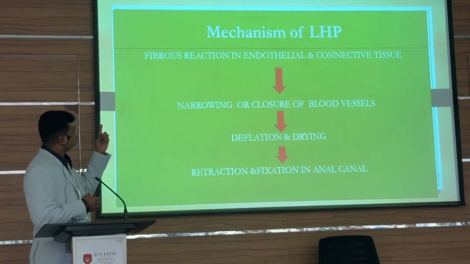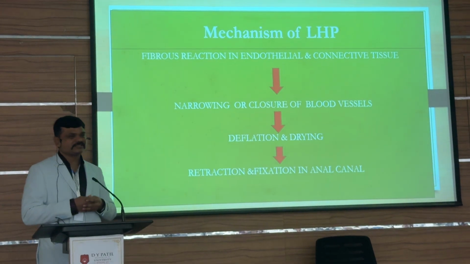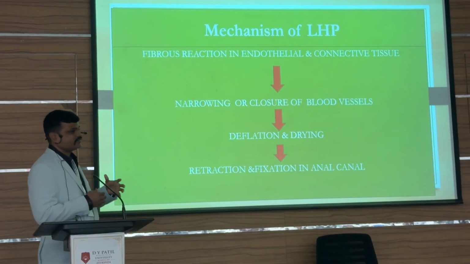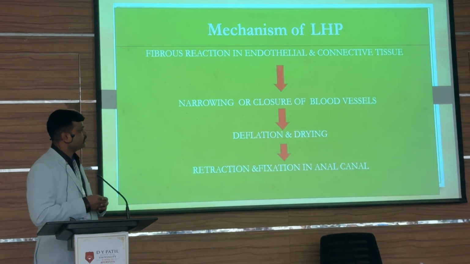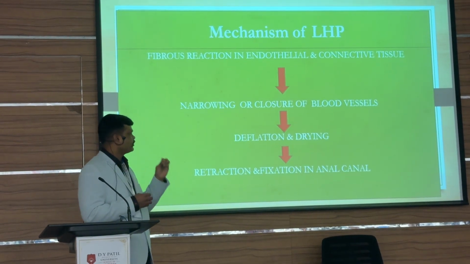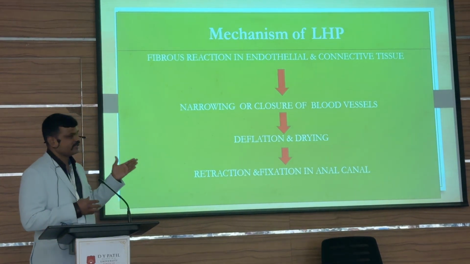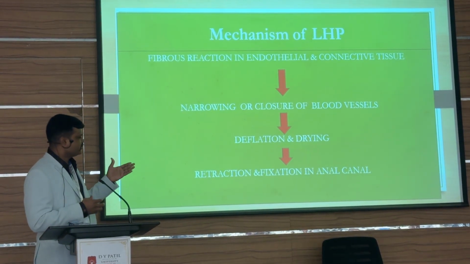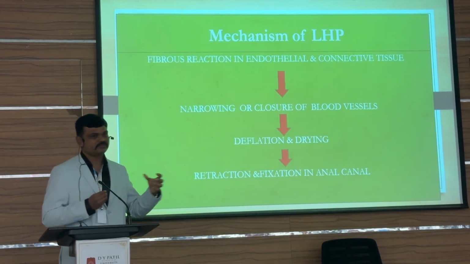So this is again, in short, the mechanism of laser hemorrhoidoplasty. What happens when we do a laser in hemorrhoids? There is a fibrous reaction in the endothelial tissue and connective tissue, which causes the narrowing and closure of the blood vessels, which causes a deflation and drying effect, and ultimately it gives a retraction and fixation of the hemorrhoid pile mass to the normal position.